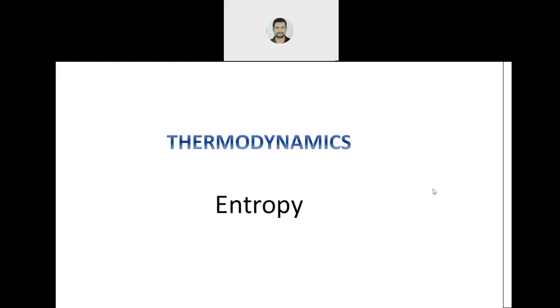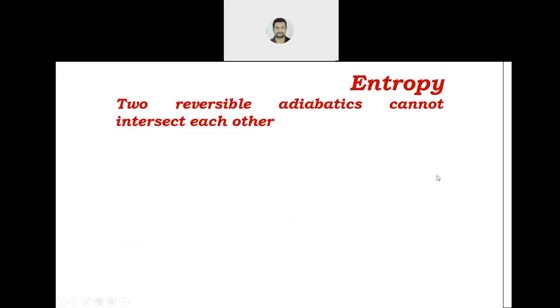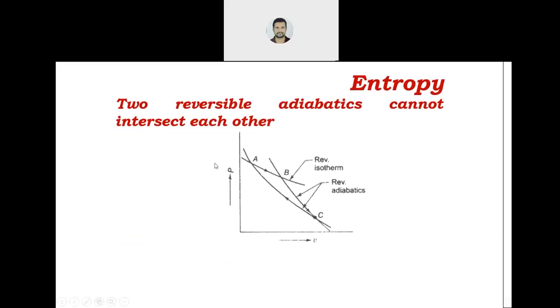In today's session, we will see about the new term entropy. What is entropy? So for defining entropy, we will go through this figure. Here it is written, two reversible adiabatics cannot intersect each other. Now see this PV diagram, how it is represented.